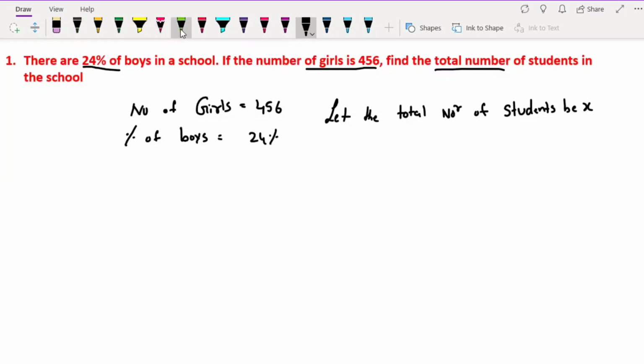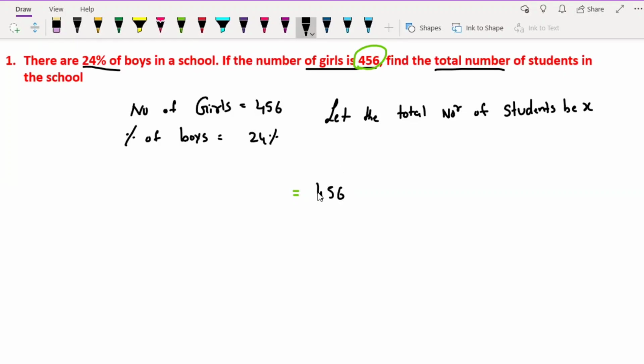As we are very well aware, percentage will always be applied on the total value. Here we are talking about the number of students, so the percentage should be applied on the total number of students. It may be the percentage of girls or the boys, we have to apply it on the total number only. They gave the value of the girls, that is 456. We're going to keep it on the right hand side. Any value should be present on the right hand side and the percentage value should be written on the left hand side.